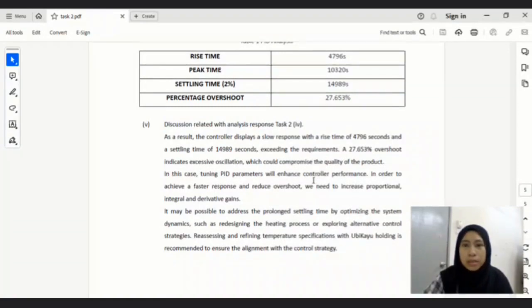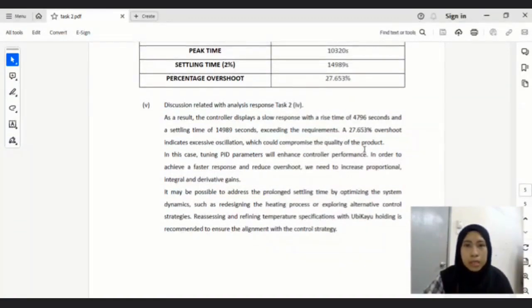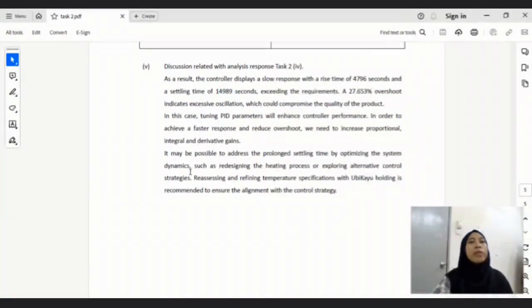company. In this case, tuning the PID parameters will enhance controller performance. In order to achieve a faster response and reduce overshoot, we need to increase the proportional, integral, and derivative gains. Or it may be possible to address the prolonged settling time by optimizing the system dynamics, such as redesigning the heat process or exploring alternative control strategies. Reassessing and refining the temperature specification with the company is recommended to ensure alignment with the control strategy.